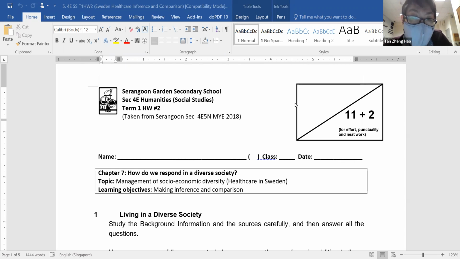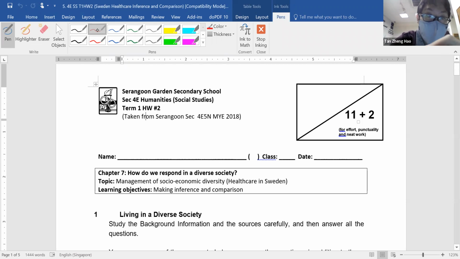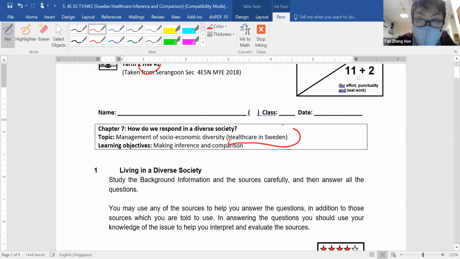So this is homework 2. Please make sure you have the correct work with you. Please make sure it is homework 2. For homework 2, we are going to focus on healthcare in Sweden. Previously we learned about the USA. We also learned about Singapore already. So now we are going to practice understanding Sweden's healthcare, what kind of problems and challenges it faces, and how they are similar or different from the USA.